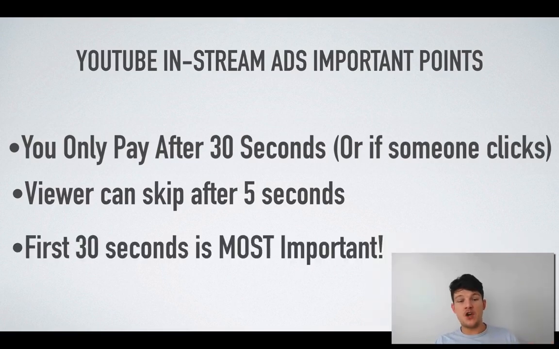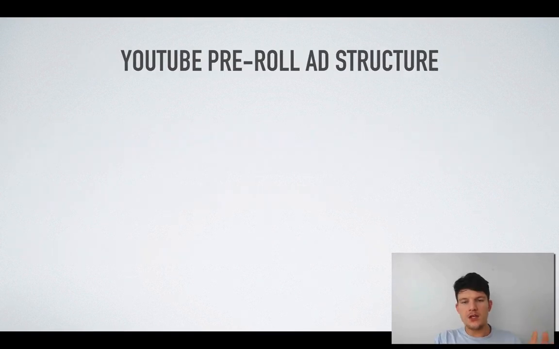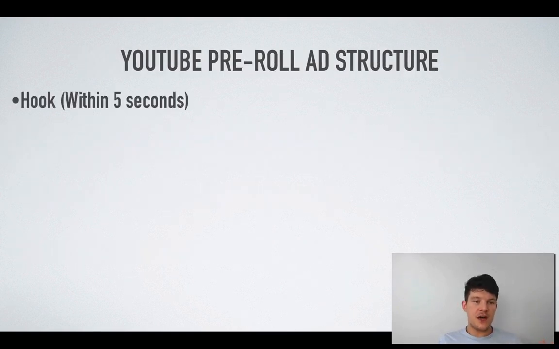That means the first 30 seconds are the most important of your advert, and you need to make sure you get this right. So that's what I'm going to talk about now, the structure of an advert. When you're creating the advert, the first 5 seconds is super important because that is the bit where you need to grab the attention. So that's where you need the hook. You need to grab someone's attention.